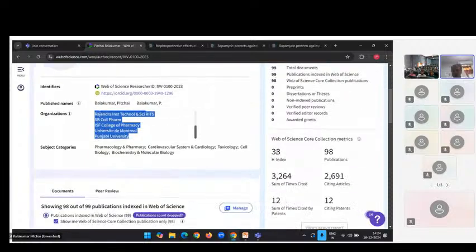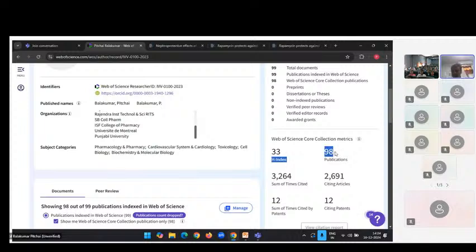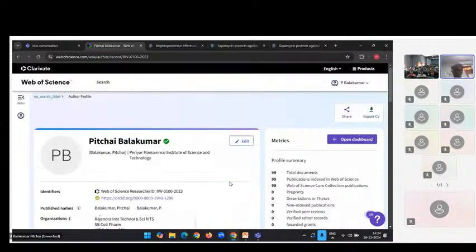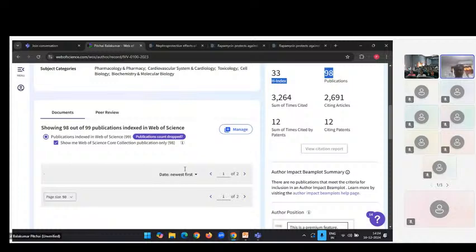So my H index is 33 in Web of Science, and 98 Web of Science publications are there. Around 3,200 citations are there. So you can, for example, want to search some articles from some laboratory or some authors. Yes, you can use Web of Science directly. Just go through Web of Science, write the author name, and all the articles will come. See, these are the articles.